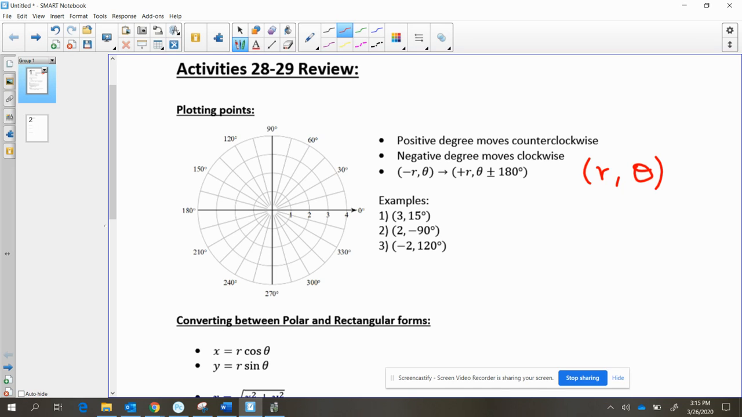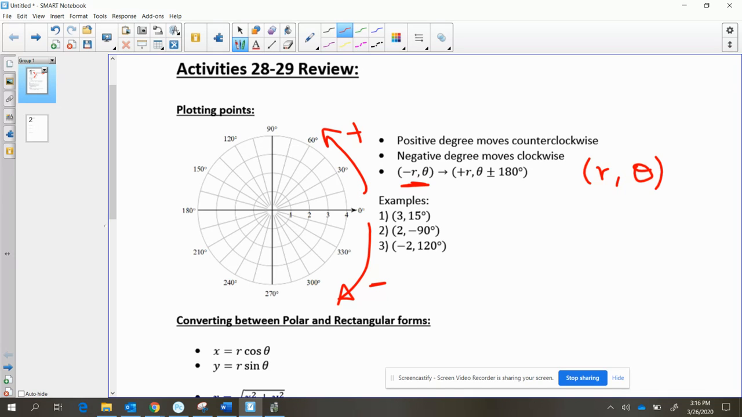When it's a positive degree measure, that's when we're moving counterclockwise. Negative degree measure makes us move clockwise, very similar to our unit circle. There also is this feature with polar coordinates that when our r value is negative, in order to make that back positive and a little bit easier for us to graph, you can either add or subtract 180 to that value. Adding or subtracting usually depends on if you're between 0 and 360 to start, which one's more advantageous for you, but you could do either one officially.